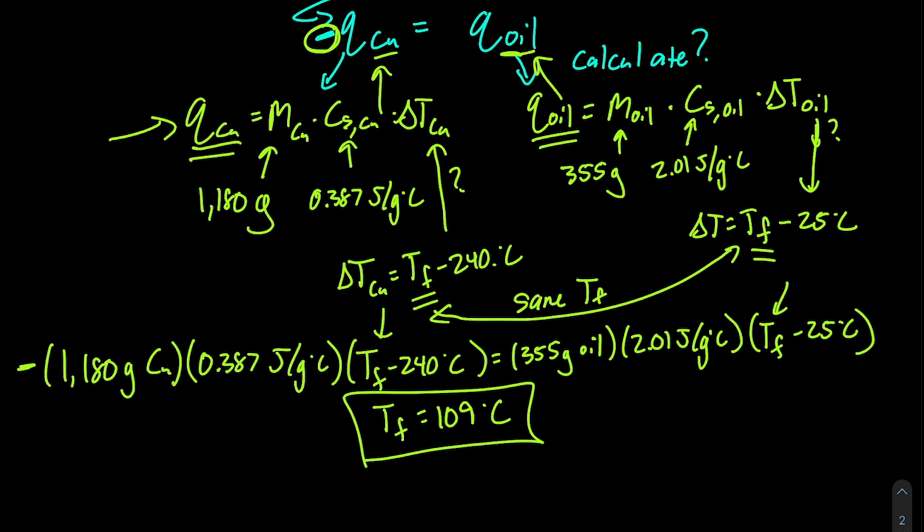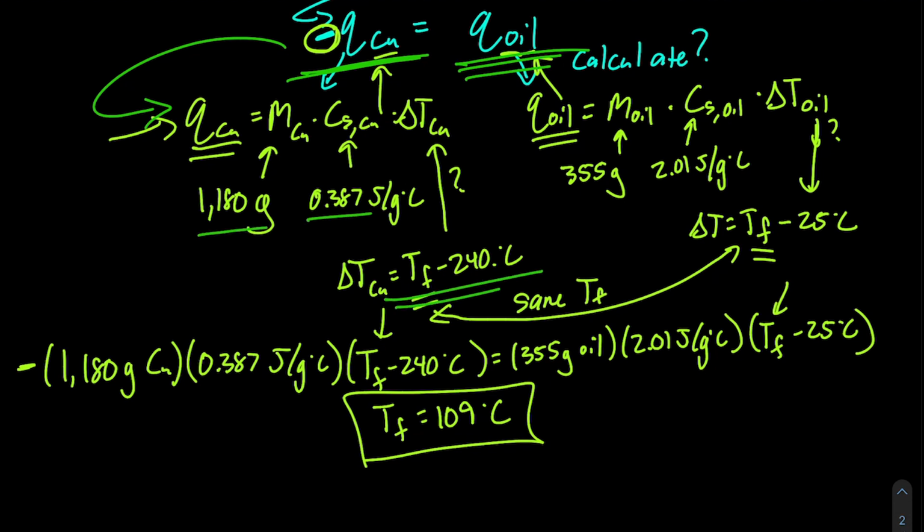We always want to start with this idea of transferring heat from one object to the next. Our next step is figuring out how we're going to quantify those. Then we identify what knowns and unknowns we have. In this case, the only unknown is our final temperature of the oil and the copper, which are the same. And then we relate those two to each other.